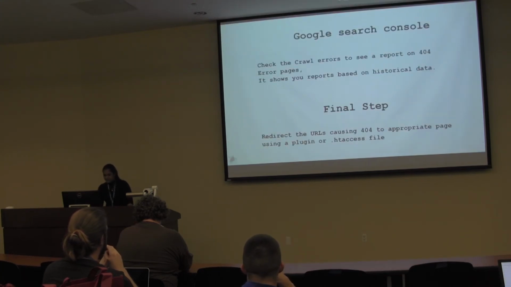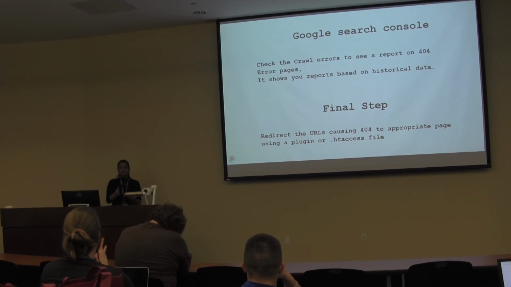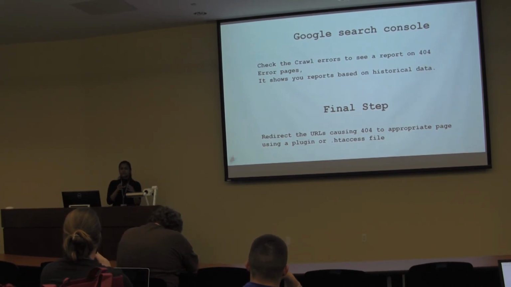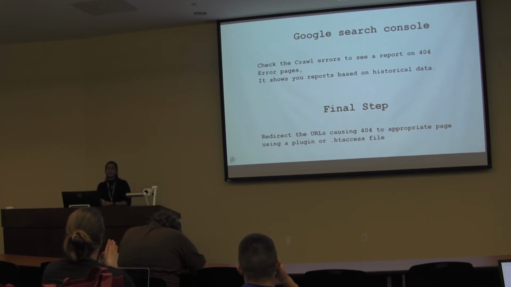Next step, check the crawl error reports on the 404 error page. So now when you go to Google Search Console, it will show you the crawl errors. So it will show you which pages the traffic is coming from to the 404 error page, and which broken links are generating the 404 error page. So if you find the broken links, you can fix them through a plugin, or use the redirect plugin to redirect those broken links to a proper page.